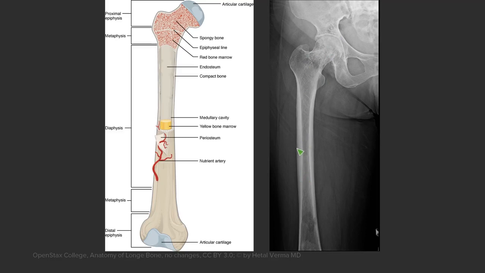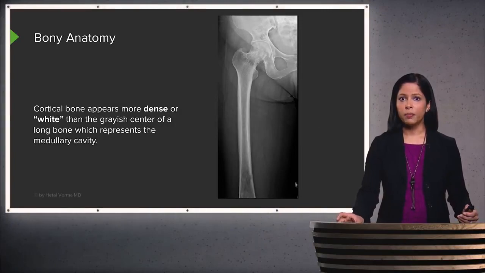Within the shaft, you have the cortex, and then you have the medullary cavity in the middle. So the cortical bone, or the cortex, appears more dense or more white than the grayish center, which is the medullary cavity.